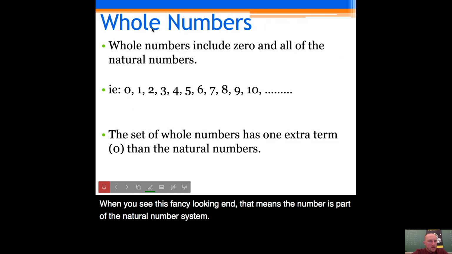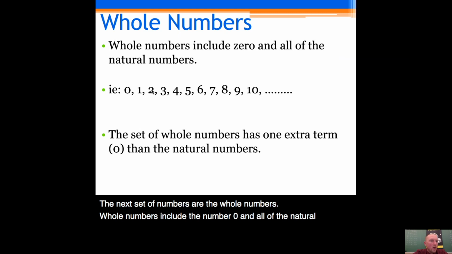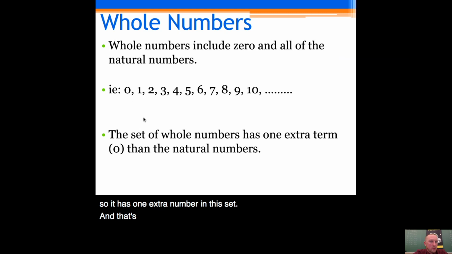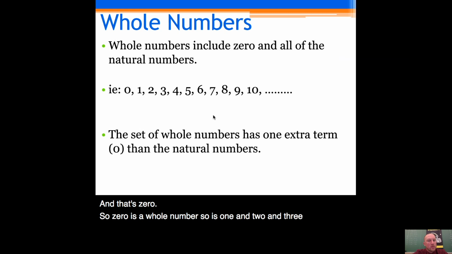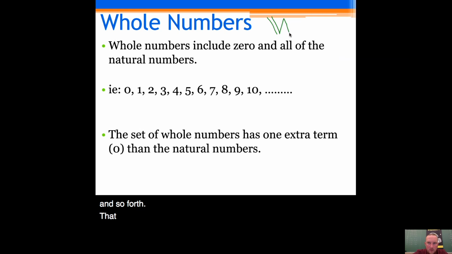The next set of numbers are the whole numbers. Whole numbers include the number 0 and all of the natural numbers. So it has one extra number in this set, and that's 0. So 0 is a whole number, so is 1 and 2 and 3 and so on and so forth. That fancy W refers to the whole number system. So if you are a whole number, you live in that number system.